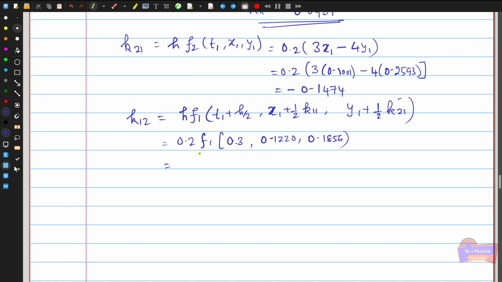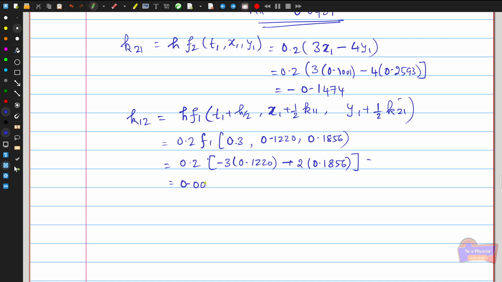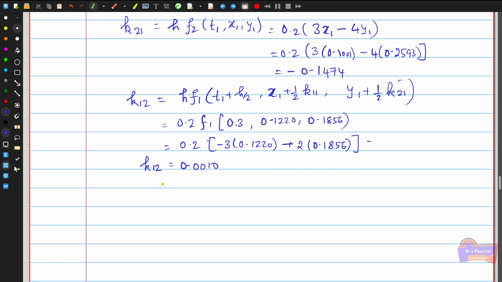I can substitute these values into the corresponding slope, that means the differential equation. So 0.2 times of minus 3 times of 0.1220 plus 2 times of 0.1856, which will be equal to 0.0010. So that is the value of slope k12.